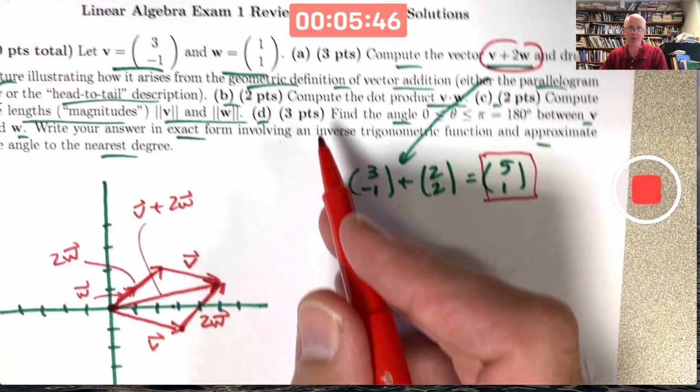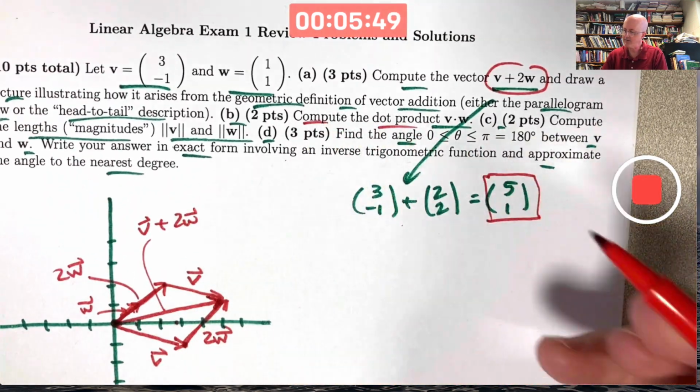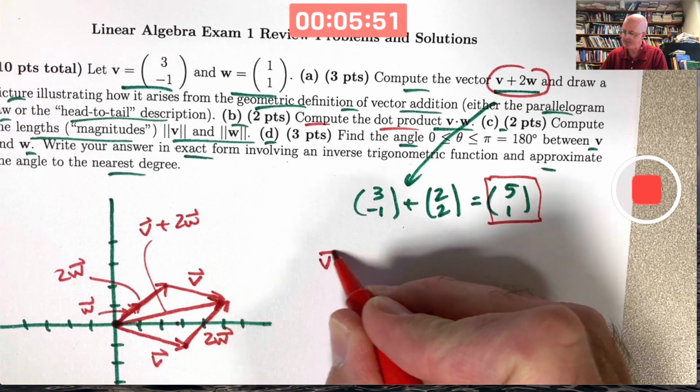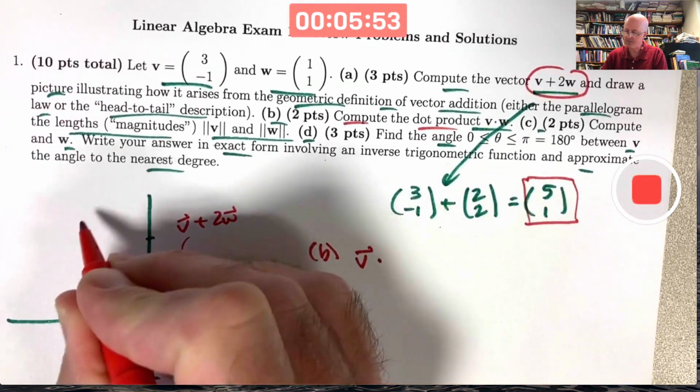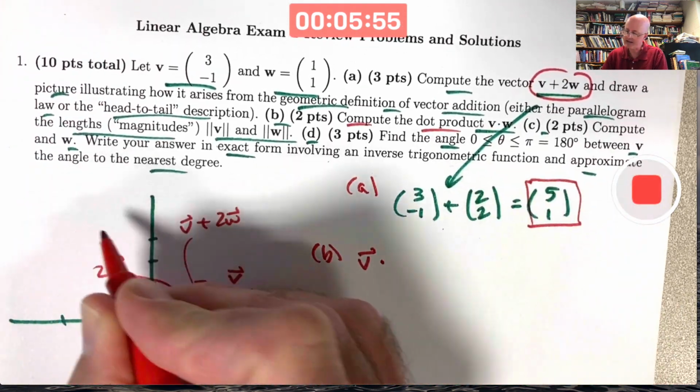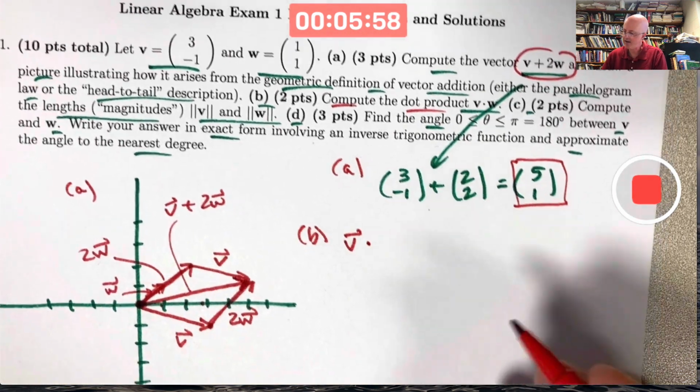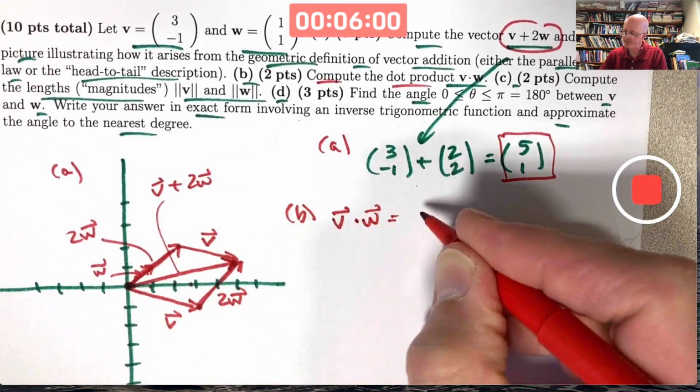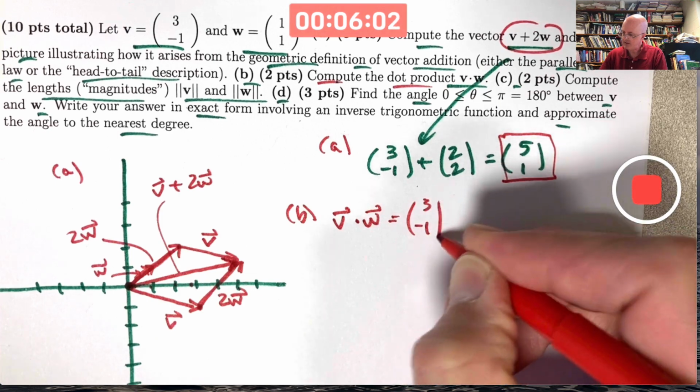All right, on to part B. Compute the dot product, v dot w. That's pretty easy. This is part B. This was part A here and here. Those are both part A. Part B, v dot w, (3, -1) dot (1, 1).